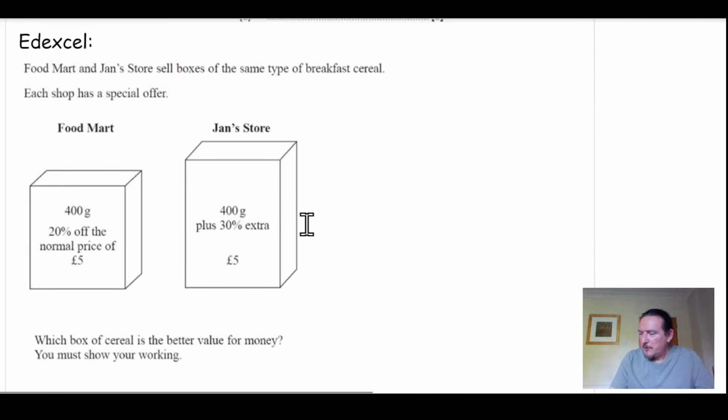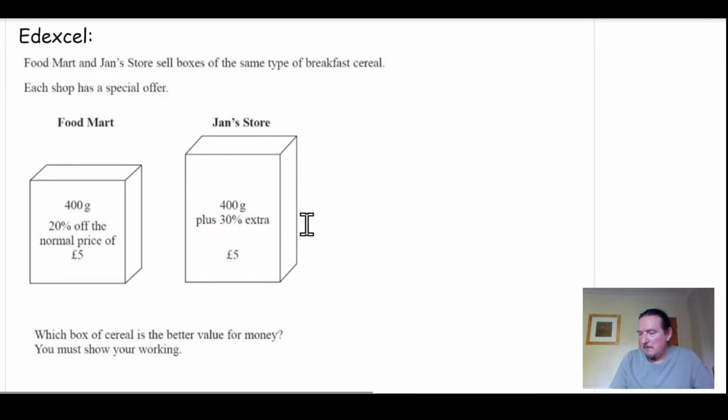I've got another question. This one is from EdExcel then. So you can see they're not massively different from each other from one board to the next. Yeah, I'm going to do one from each exam board for each of the questions that we're going to cover. So Food Mart and Jan Store sell boxes of the same type of breakfast cereal. Each shop has a different offer. So in Food Mart, 400 grams, 20% off the normal price of £5. And in Jan Store, 400 grams plus 30% extra for £5. Which box of cereal is the better value for money? You must show your work.